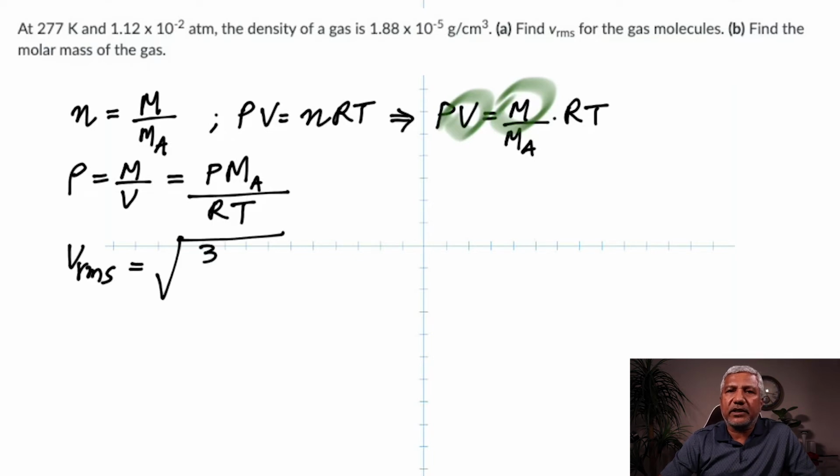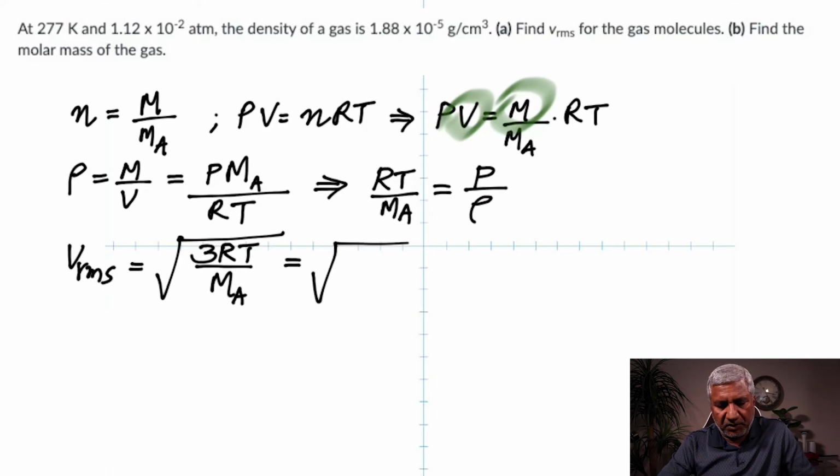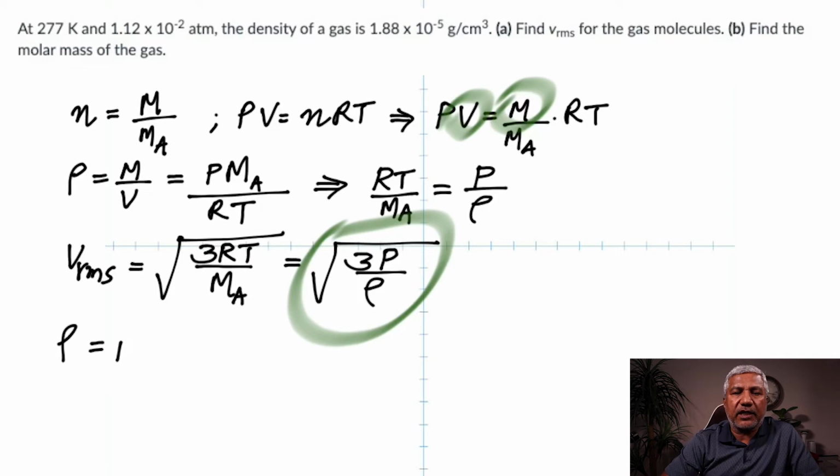But we already know that the RMS velocity or RMS speed could be calculated using square root 3RT by M, where M is the molecular mass. And from here, you could make RT the subject, RT by MA, and you would get P by rho, which I substitute into this equation. And that's why you get the second one, square root 3P by rho. So that's the second method of calculating the root mean square speed. I just showed you how to get the second one from the first one, all right?